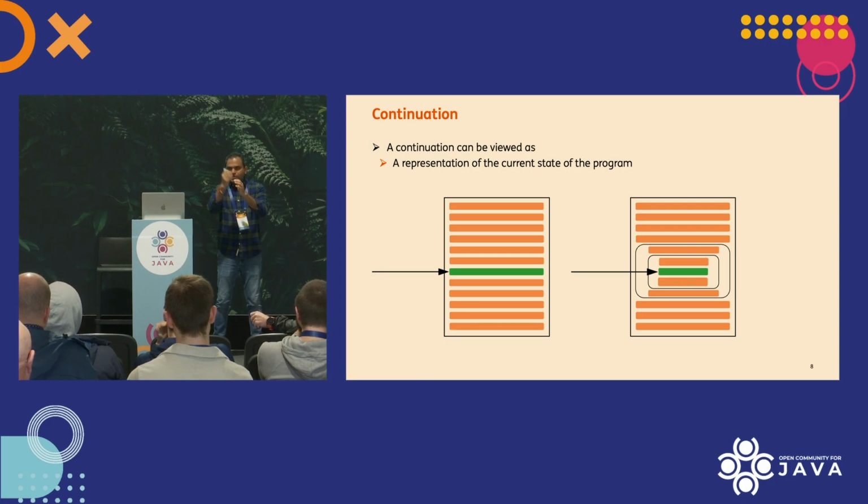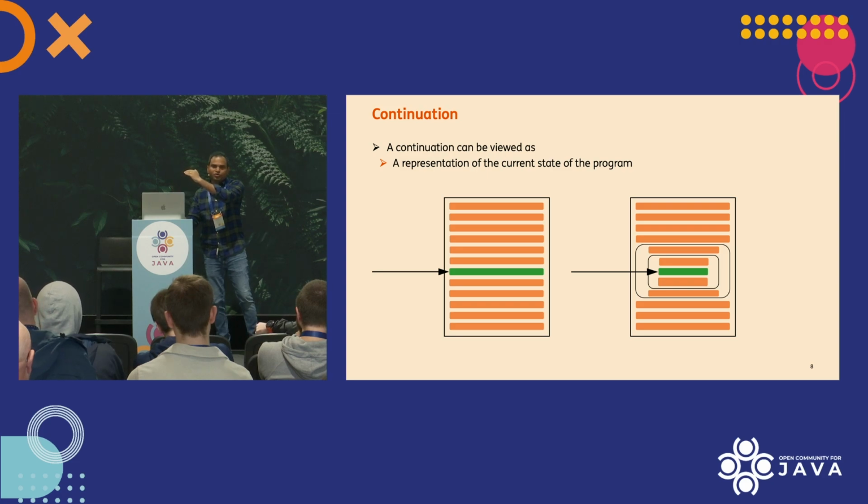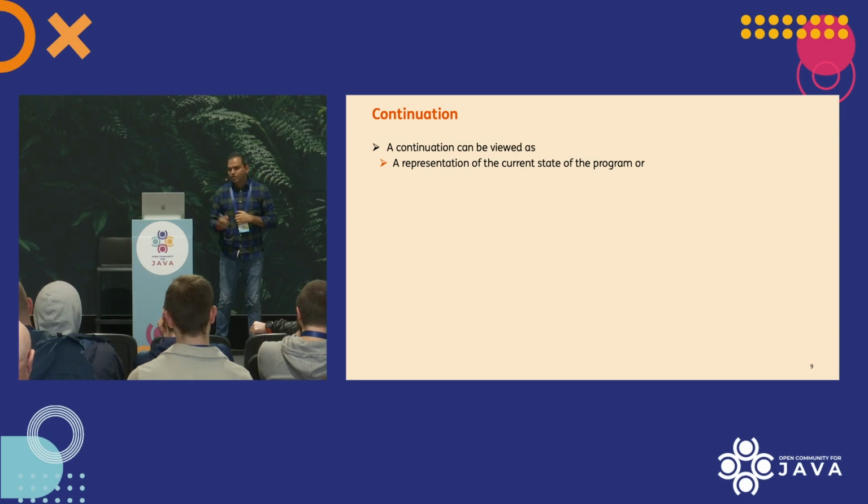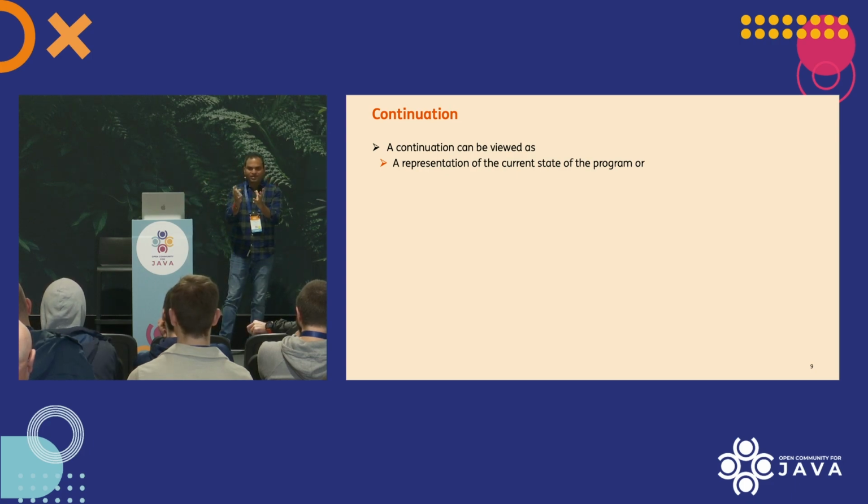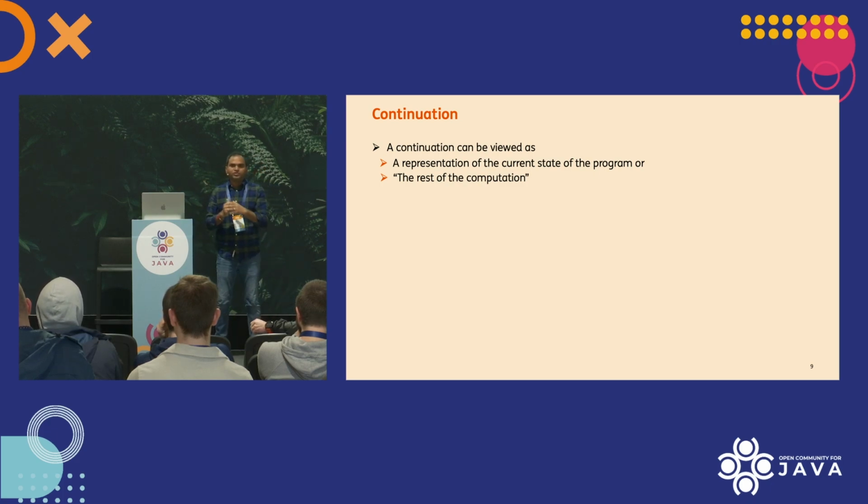And so when you take a continuation, your program is paused there. You get a handle to this continuation object, and you can pass this object anywhere in your program, and then you can decide to resume the program from there, and it will resume from there, and it will go until its completion. So you can also view this continuation object as the rest of the program or the rest of the computation. So your continuation can be viewed as a representation of the current state of the program, but it can also be the rest of the program or the rest of the computation.